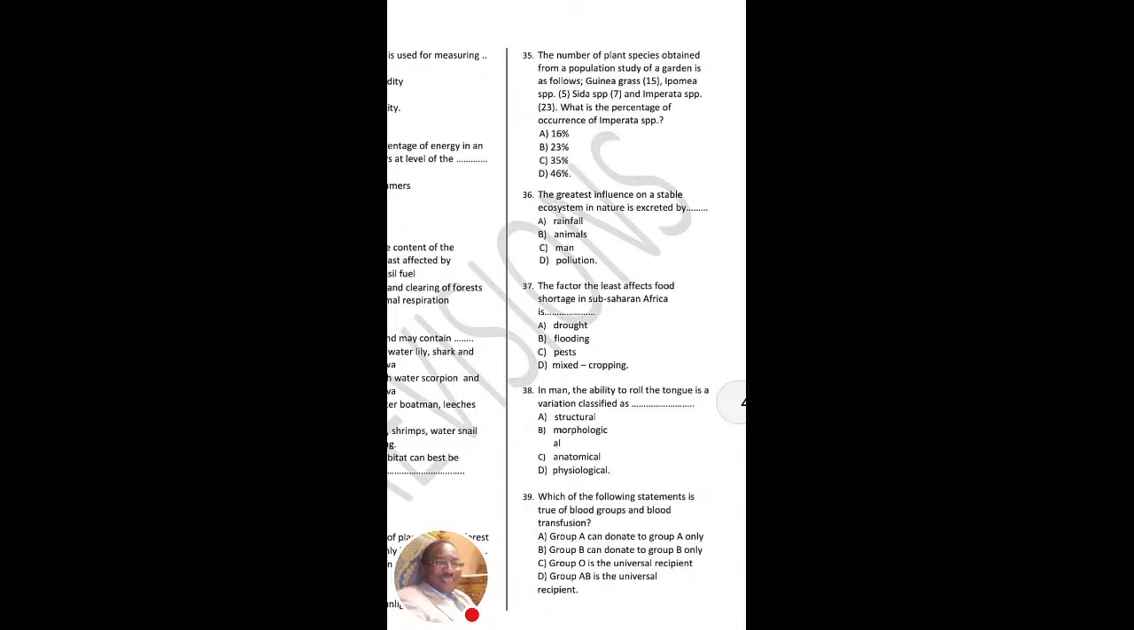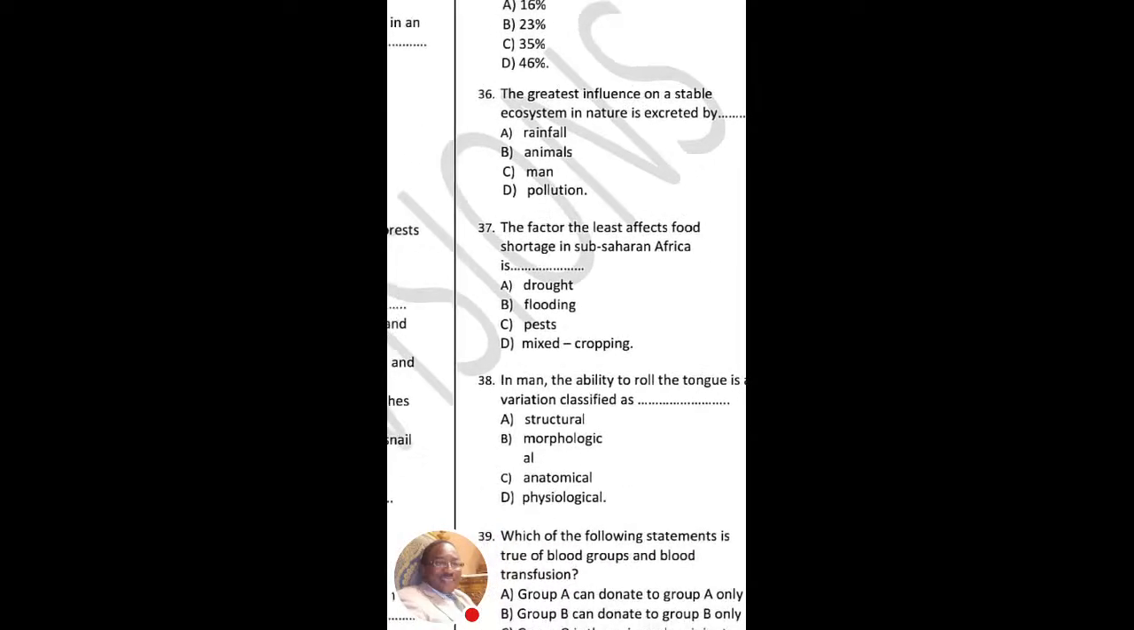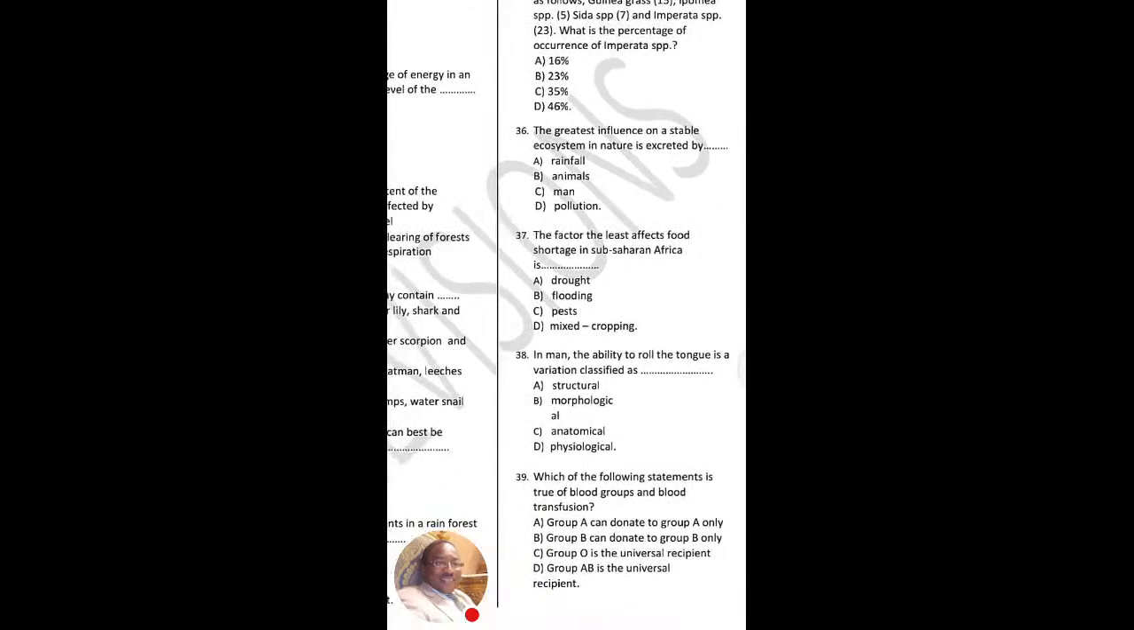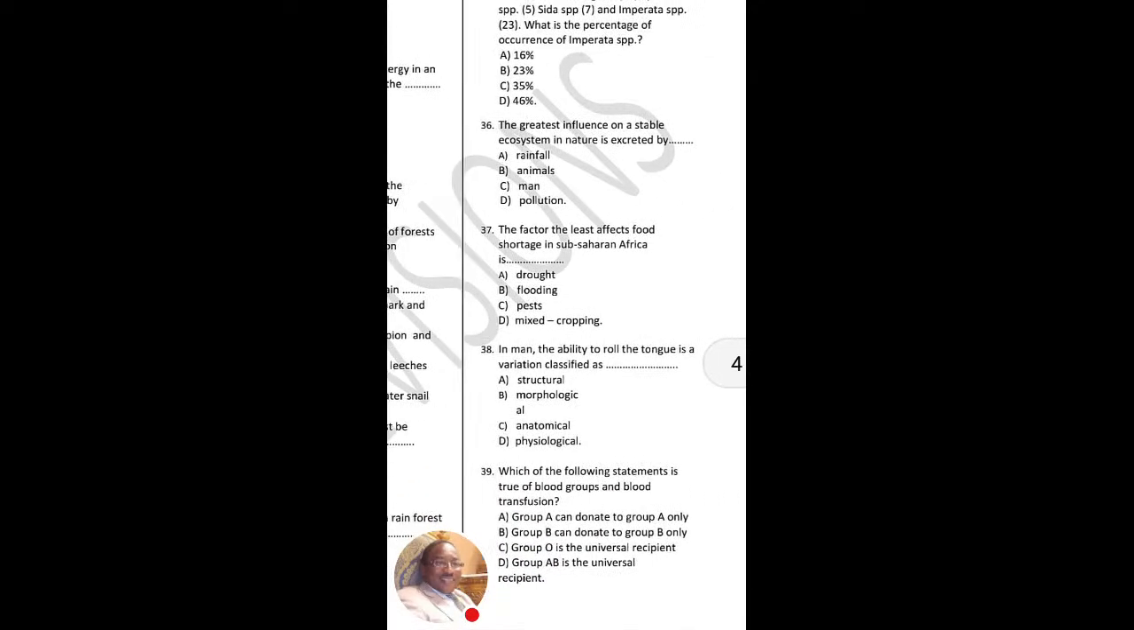Number 37, the factor that least affect food shortage in sub-Saharan Africa is A, drought, B, flooding, C, pest, D, mixed farming. Let me zoom in. If you look at A, B, and C, they are factors that mostly affect food shortage. The one that least definitely will be mixed cropping. When you do mixed cropping, you're even encouraging food supply. So that is the answer. Option D, least affect food shortage.